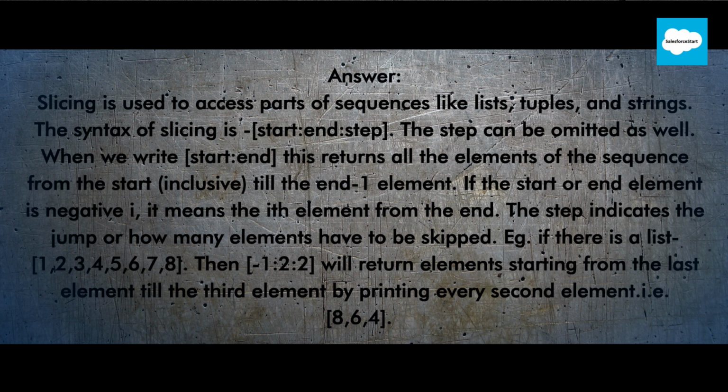E.g., if there is a list 1, 2, 3, 4, 5, 6, 7, 8, then -1 to 2, 2 will return elements starting from the last element till the third element by printing every second element, i.e. 8, 6, 4.